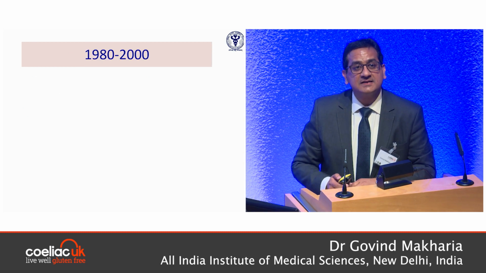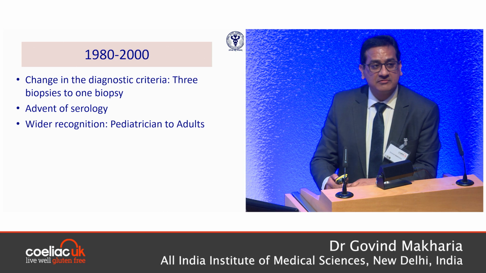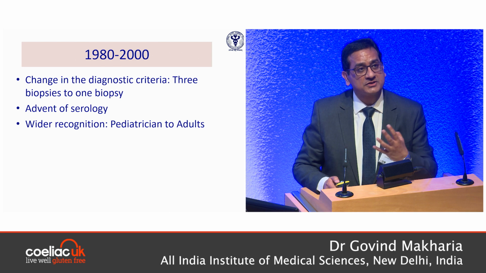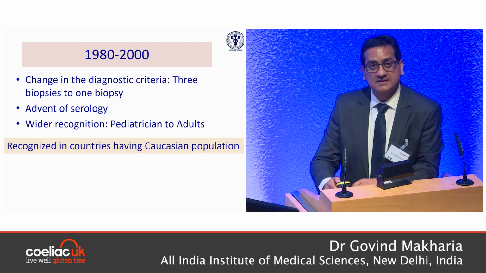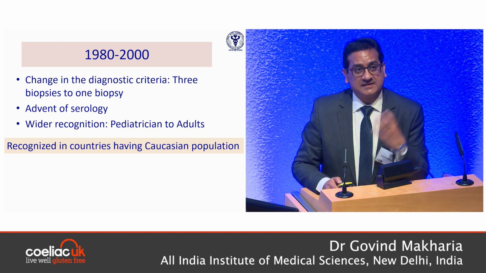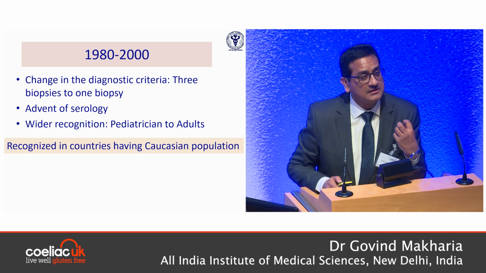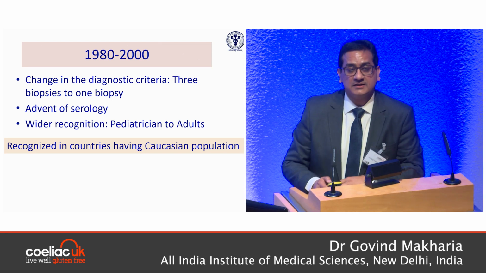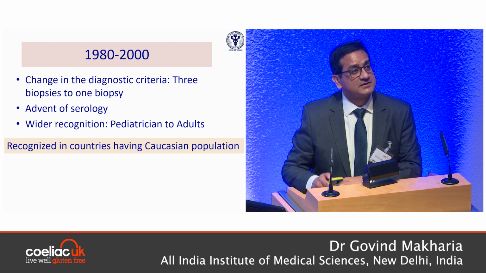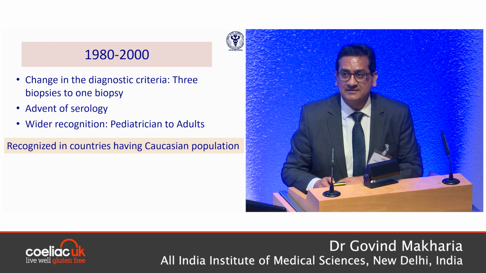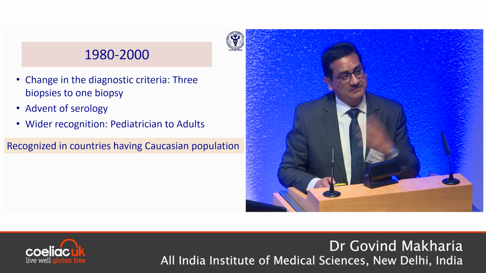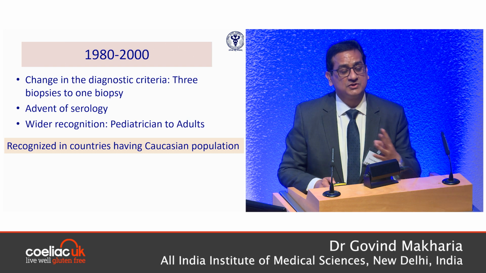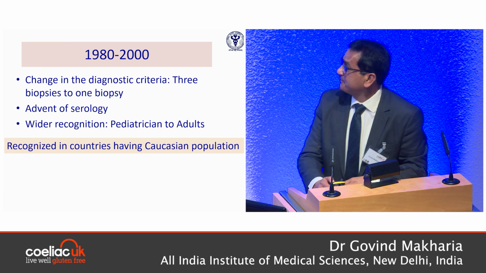So what happened later is that there has been increasing recognition of this disease all around the world, mainly in those countries which have mainly Caucasian populations. And there were three reasons for that. The criteria for diagnosing celiac disease have improved: earlier it required 3 biopsies, later 1 biopsy. The advent of serology for making the diagnosis. And earlier it was seen only by pediatricians, but later it was seen by adult physicians who see adult patients too. That's a very important part which led to recognition of celiac disease all around the world.